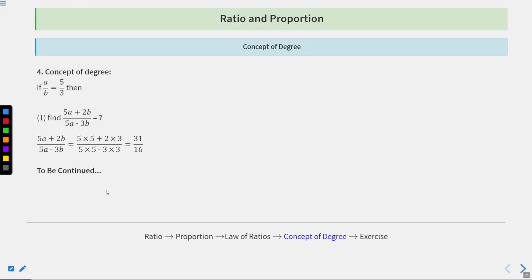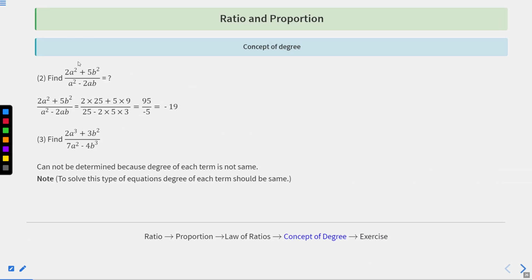Let us now talk about the concept of degree. To understand the concept of degree, let us consider an example. For example, if a upon b equals 5 upon 3, then find (5a plus 2b) upon (5a minus 3b). So (5a plus 2b) upon (5a minus 3b) is equal to (5 times 5 plus 2 times 3) upon (5 times 5 minus 3 times 3), that is equal to 31 upon 16.